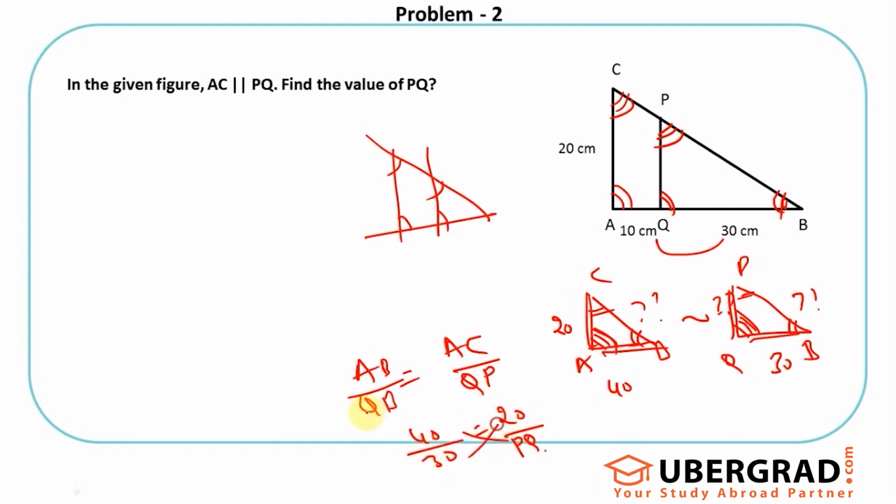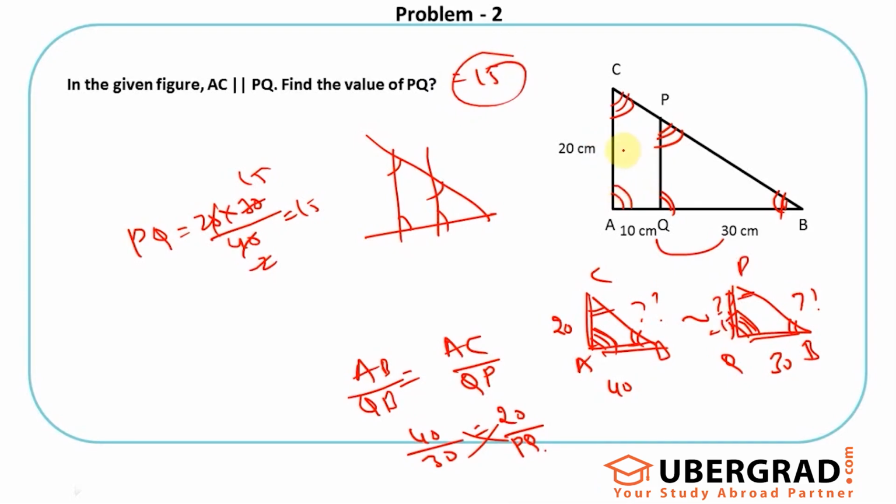So I just cross multiply. PQ is equal to 20 into 30 by 40. 2 fours are 8, 2 threes are 6, so it has to be 15. Right, the answer is 15 for this. The goal is for us to find similar triangles and then use the side lengths as ratios to figure out the required value.